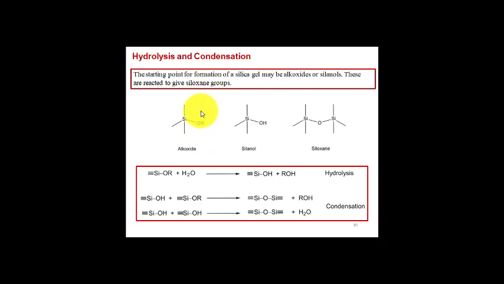What is hydrolysis and condensation? The starting point for formation of a silica gel may be alkoxides or silanols. We will discuss alkoxides and silanols in detail later in another lecture. So these are reacted to give siloxane groups. For example, here we have an alkoxide and here we have a silanol, and when they are reacted with each other, they produce siloxanes.